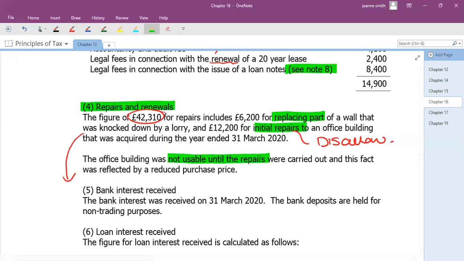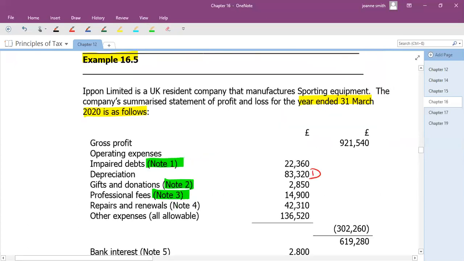So that's emphasising the fact that those initial repairs clearly were capital costs. We bought the asset at a knockdown price because we had to spend some money before we could use it. So if we go back up to the profit and loss statement, we've now dealt with all of those notes.